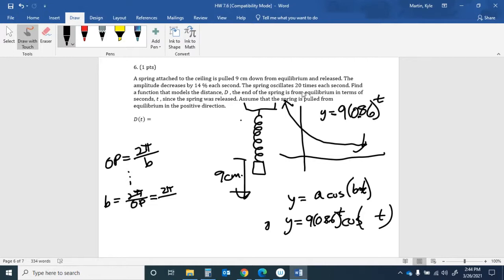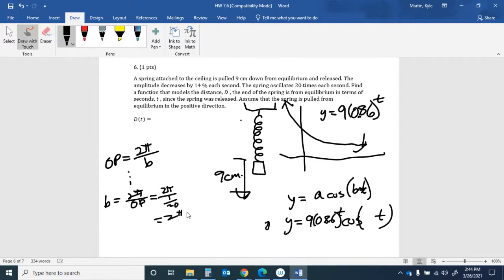So if it's oscillating 20 times per second, that means it completes every cycle in 1/20th of a second. That way it completes 20 cycles in 1 second. So it takes 1/20th of a second to do one cycle. So the observed period, or cycle, is a 20th of a second. So therefore, 2 pi divided by 1/20.